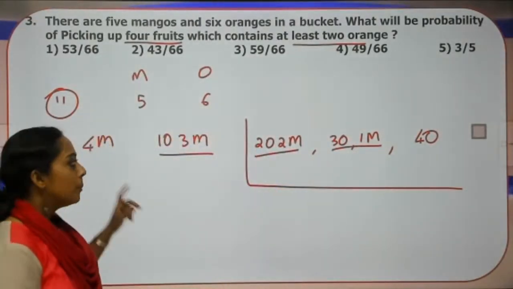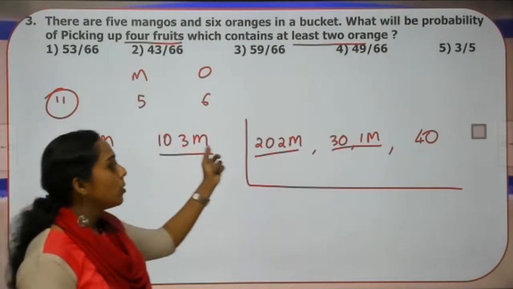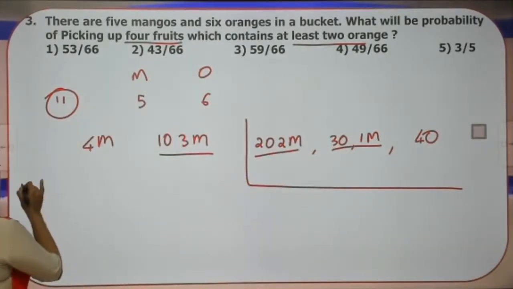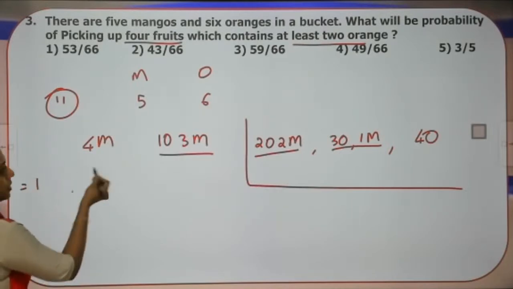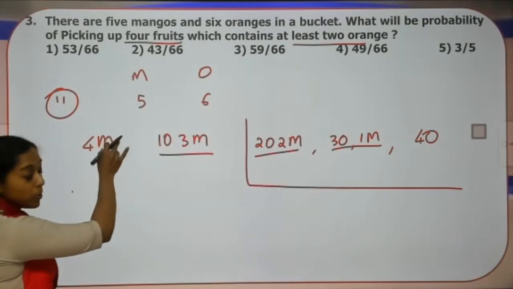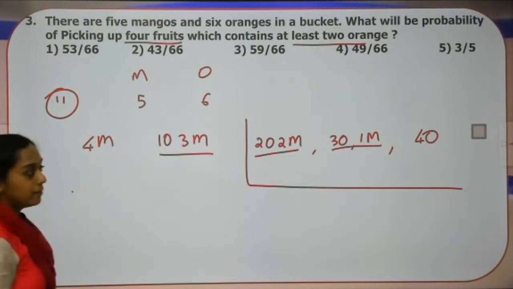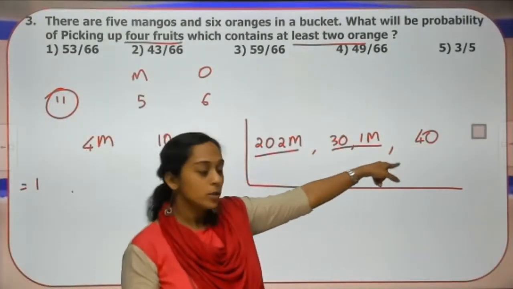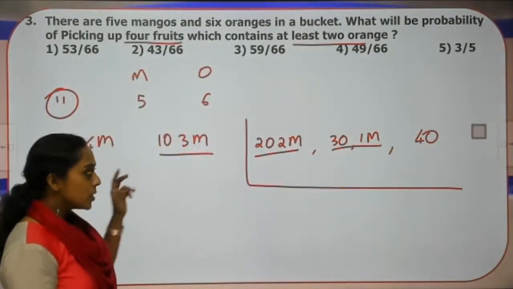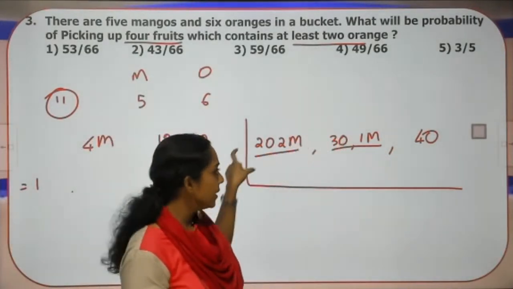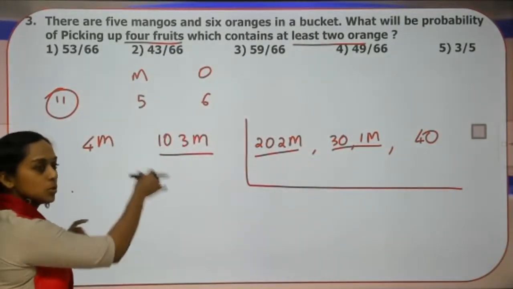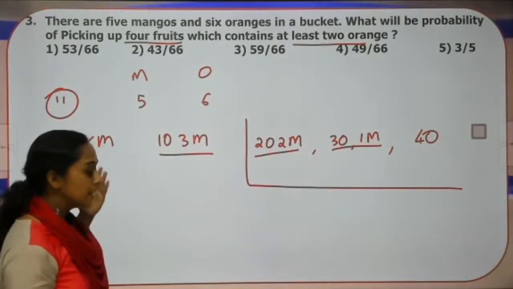But we know that the sum of the probabilities for all these cases is 1. So it will be easier for me if I subtract the sum of the probabilities of these two from 1. I will get this value because the sum of the probabilities for all the 5 cases is equal to 1. So if I need the sum of these 3 values, what I need to do is find the sum of these two and subtract it from 1. That is what I am going to do.